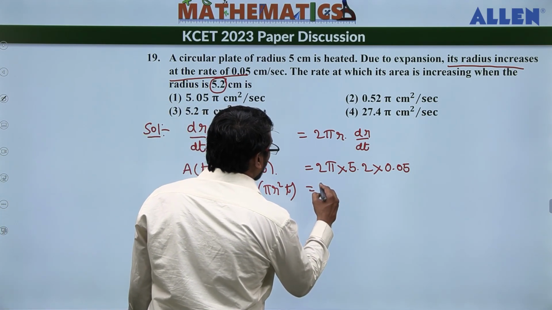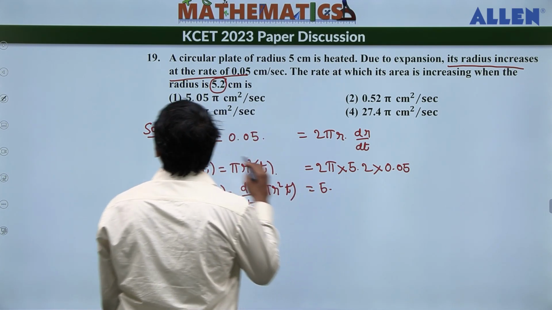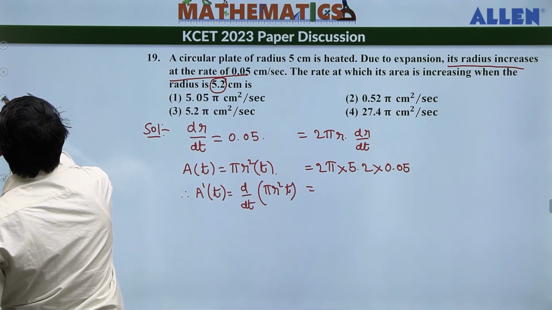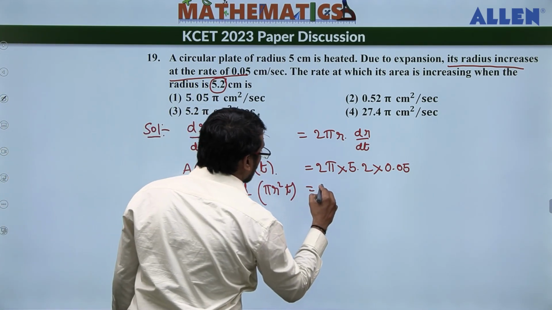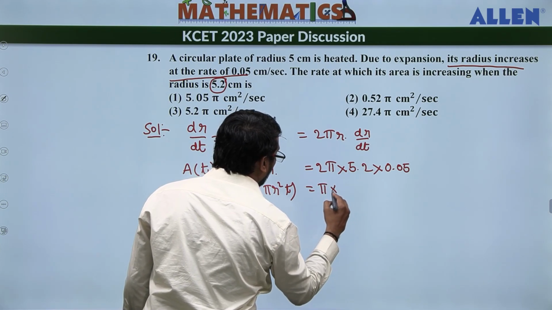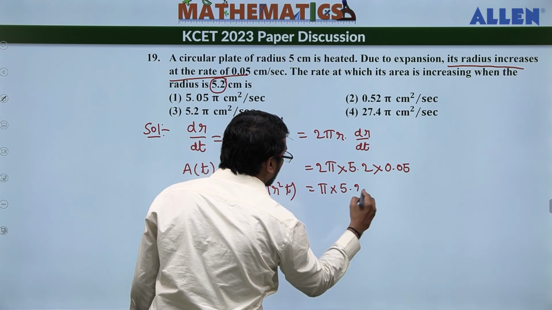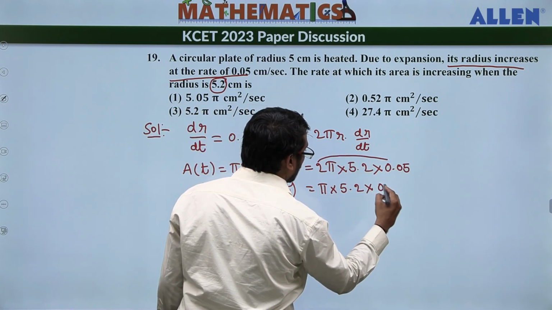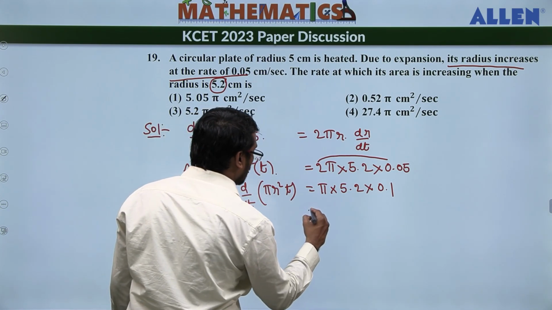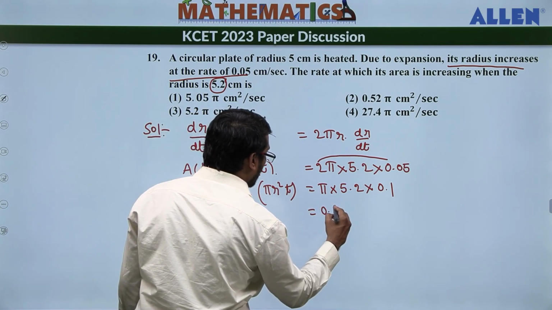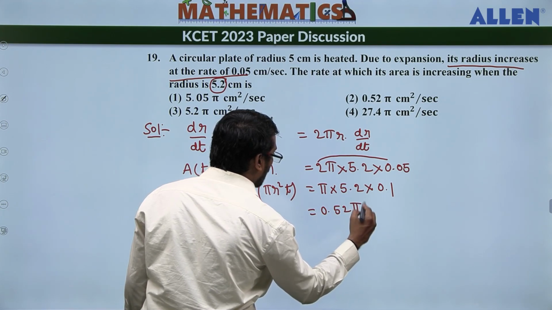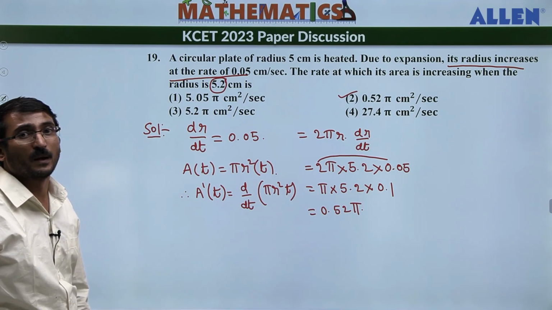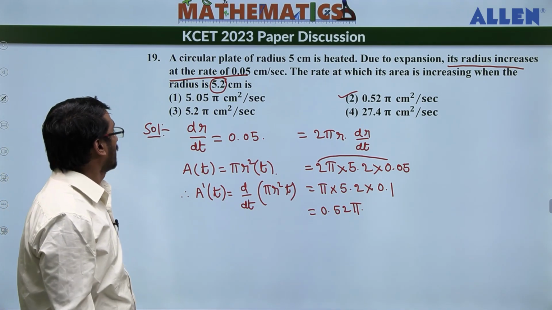So, pi into 5.2 into 2 into 0.5, 0.1. That becomes 5.2 pi into 0.1, that is 0.52 pi centimeter square per second. Now, let us move on to question number 20.